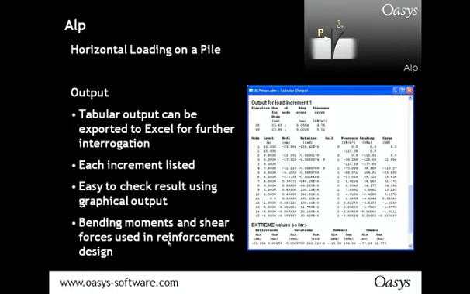So all the values I've mentioned and discussed with ALP, as well as the stiffness or the EI value, go into a stiffness matrix, and ALP calculates the answer. Now, the answer can be in the form of a tabular output, which can be exported into Excel for further interrogation. And in this tabular output, each increment of, say, load is listed. It's also very easy to check the results in ALP and see that you're getting something realistic out using the graphical outputs. And also, the bending moments and shear forces, which are outputted from ALP, can be used in the reinforcement design. And that neatly brings me on to AdSec.